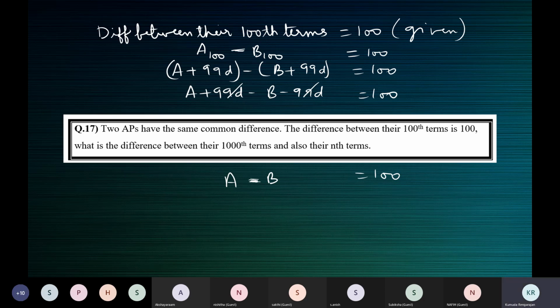The difference between their hundredth terms is 100 is given to us. Working with that information, we find A minus B is 100. That is, the difference between their first terms is 100. Now you have to find the difference between their thousandth terms. You know it is 100, but you have to work it out and show it. So you have to answer two questions: what is the difference between their thousandth terms, and what is the difference between their nth terms? Both answers are 100, but you have to work it out.